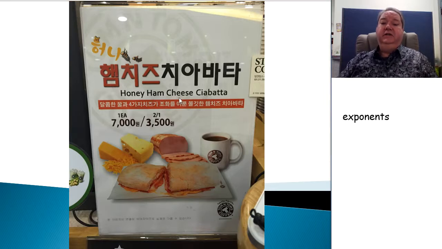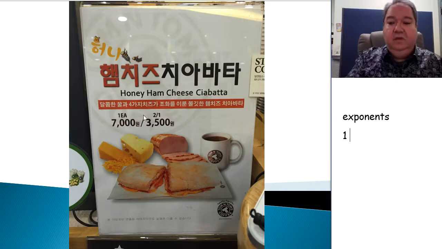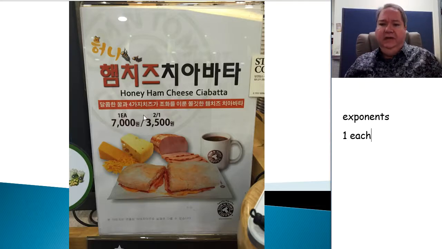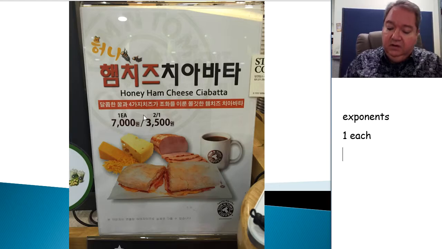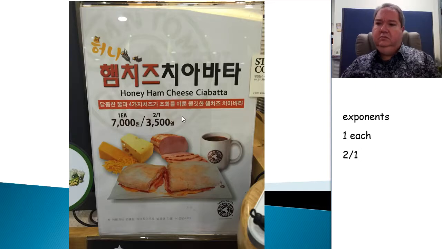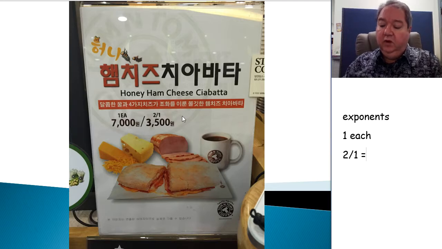So we've got a honey ham cheese ciabatta. Okay. 1 EA, 1 each. Normally you'll see that on packaging. Normally not for a sandwich. It just means one. A complete sandwich. A whole. Okay. And then we have 2 over 1. 2 over 1 equals what? 2 over 1 is 2.